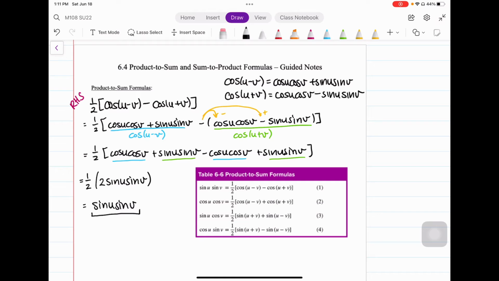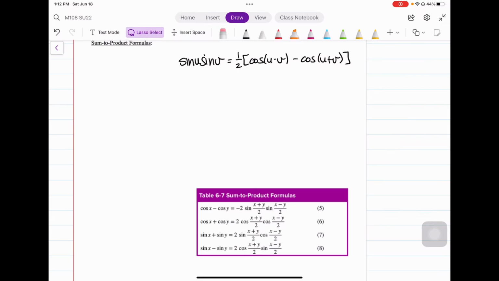Let's move on to sum to product now. Recalling the product to sum formulas from above, we can replace u with x plus y over 2, and we can replace v with x minus y over 2. And we're going to use these substitutions to get to the sum to product formulas.